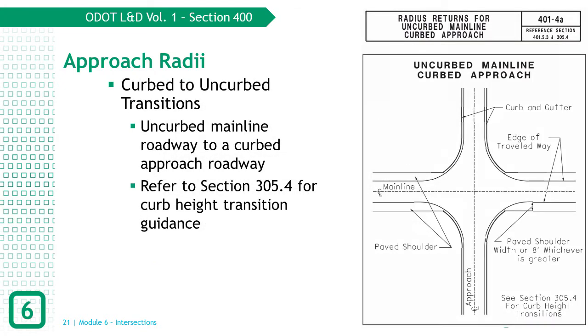Figure 401-4A offers guidance on how to transition between curbed approaches and uncurbed main lines. Extend the mainline uncurbed paved shoulder parallel to the mainline centerline until it intersects the approach curb and gutter and transition the height of the curb using section 305.4 to avoid a vertical snag point.